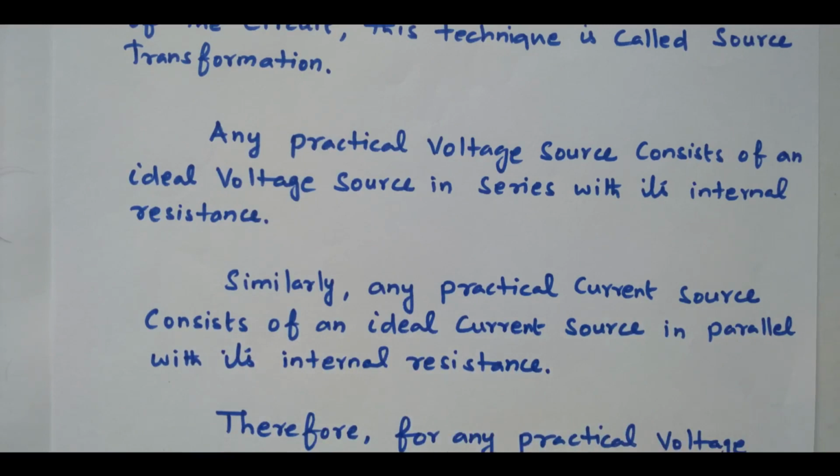So an internal resistor is available in both voltage source and current source. In the case of a voltage source, the internal resistor is connected in series with the voltage source. In the case of a current source, the internal resistance is connected in parallel with the current source. Voltage source in series with the internal resistance and current source in parallel with the internal resistance are called practical sources.